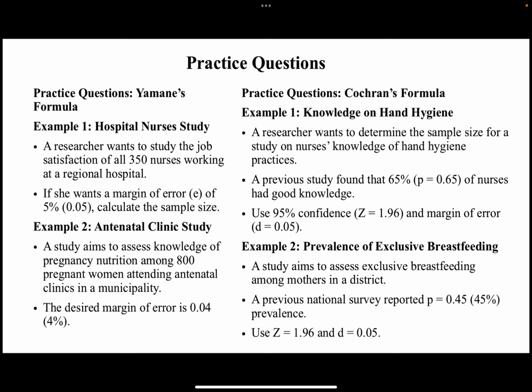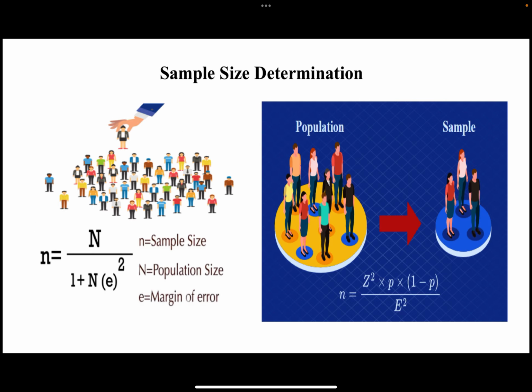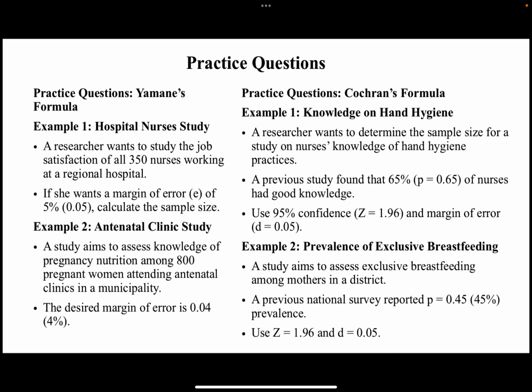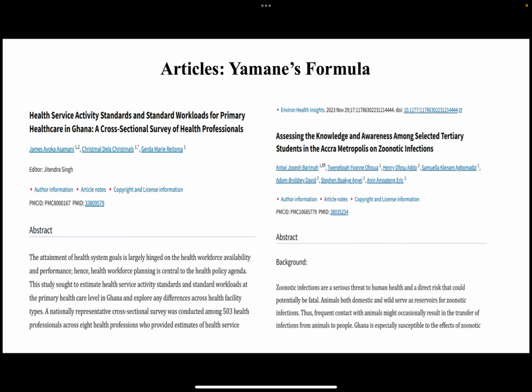Then you insert it into the Cochrane formula and use it to do your sample size calculation. Just that in your description of the sample size determination, you have to reference that previous paper from which you adopted their proportion. In fact, the Cochrane formula is one of the formulas I consider very simple to use. I like to use it a lot for sample size determination. So that is it about the Cochrane formula.